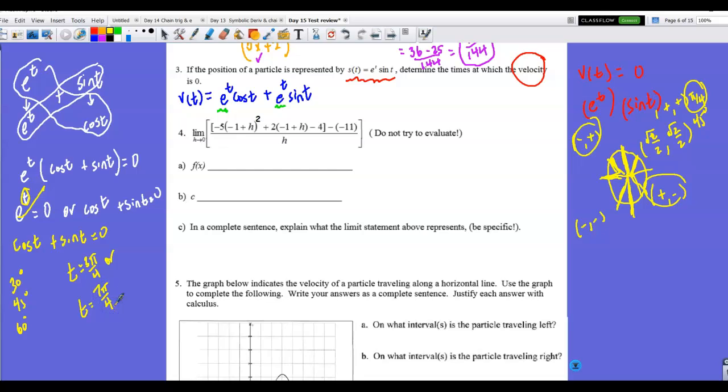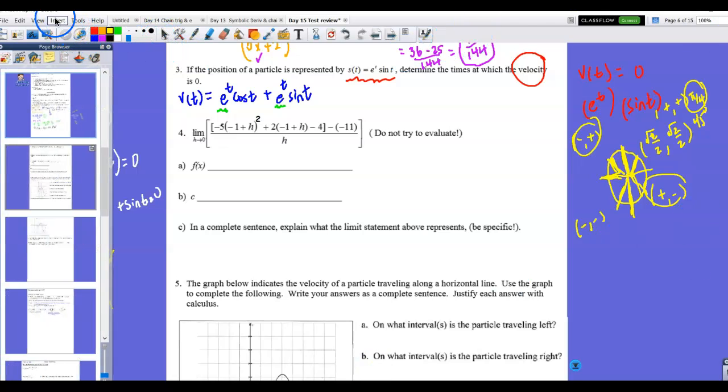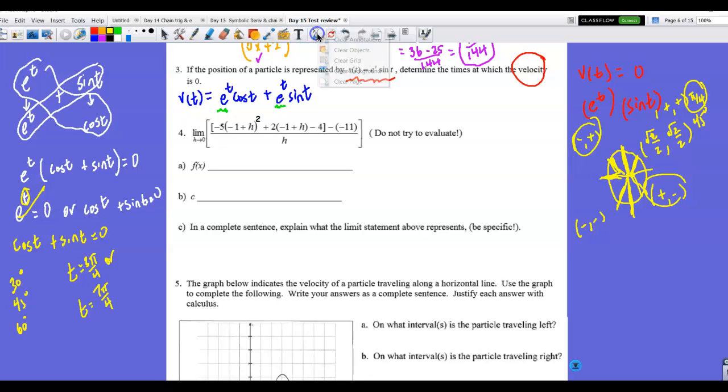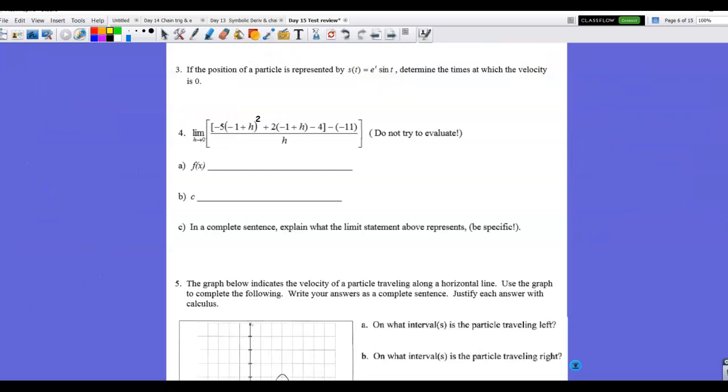So those are the times when the velocity is equal to 0. Make sure you know your trig. All right, let me clear these annotations and get that thing out of my way. So, clear the annotations. And here we go.